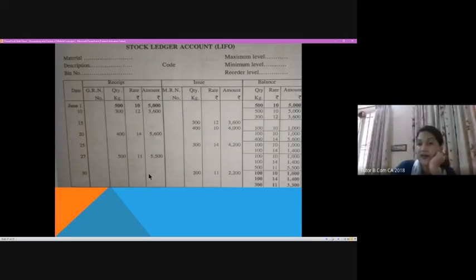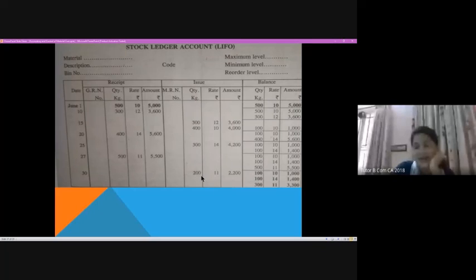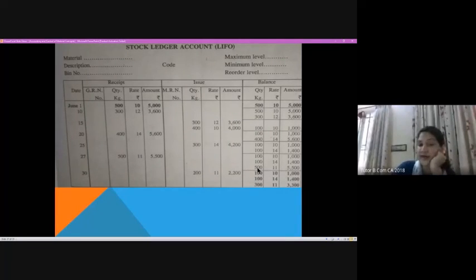Now on June 30th, we saw the transaction that there was a requisition for 200 units. Now, how does that happen? It will be 200 being issued from this 500. So automatically what will happen? 200 at the rate of 11, 2,200.